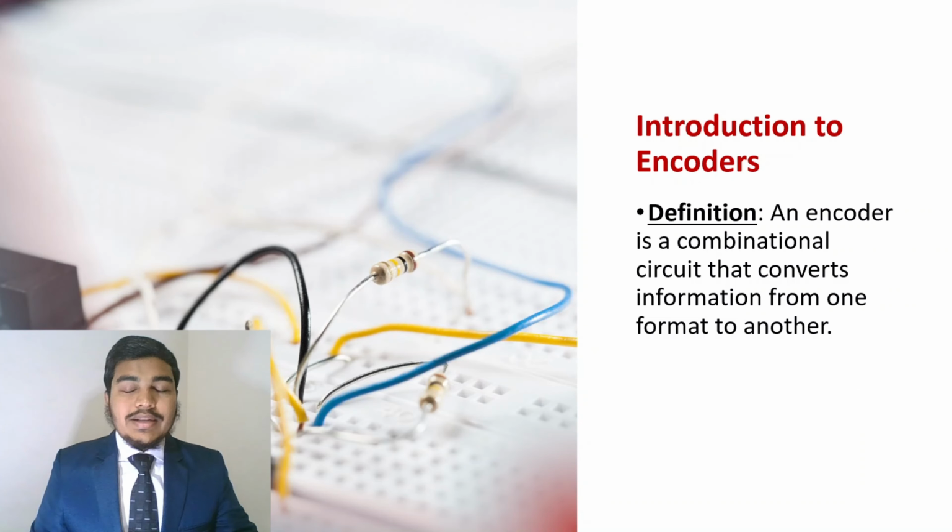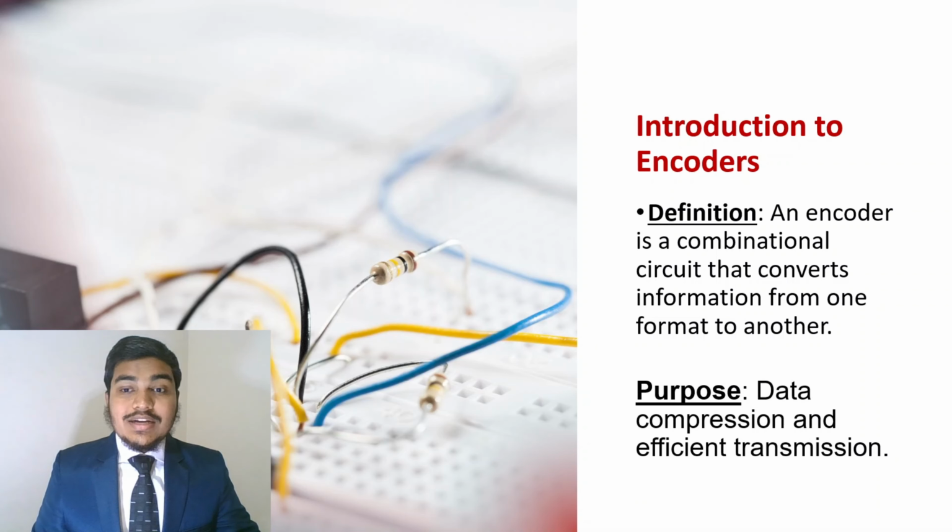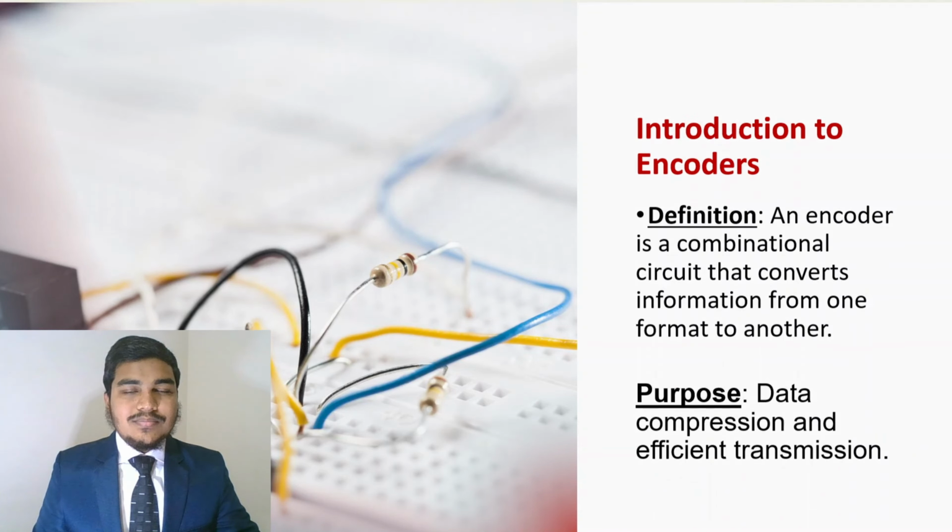What is an encoder? An encoder is a combinational circuit that converts information from one format to another. Some examples are converting from decimal to binary, or hexadecimal to binary, or the real world to the machine world, etc. The purpose is data compression and efficient transmission.